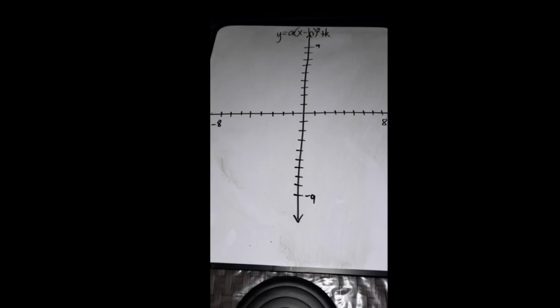Now, let us have the graph of y is equal to quantity x minus h squared plus k. So, what do you think is the effect of the values of a, h, and k to the graph of the quadratic function of this form? Suppose we have y is equal to x minus 2 squared minus 3. What would the graph look like?